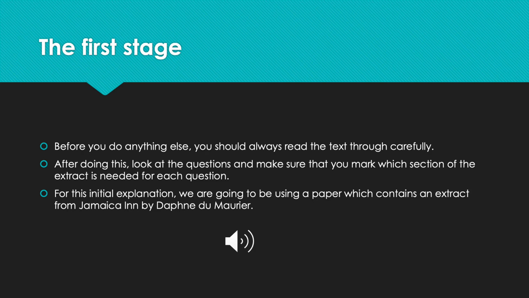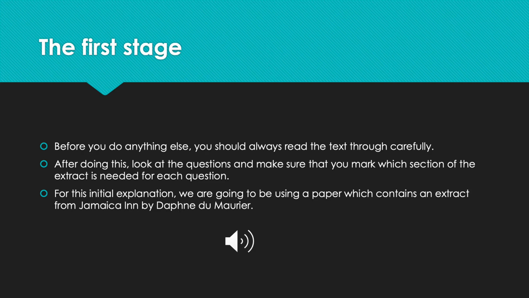So read the whole text through thoroughly with a highlighter in your hand in case you want to actually annotate anything along the way. Once you've read the text through thoroughly, and that includes the bit at the top that tells you a little bit of information about the text, then look at the different questions, and for each question it will tell you what part of the text that question refers to.